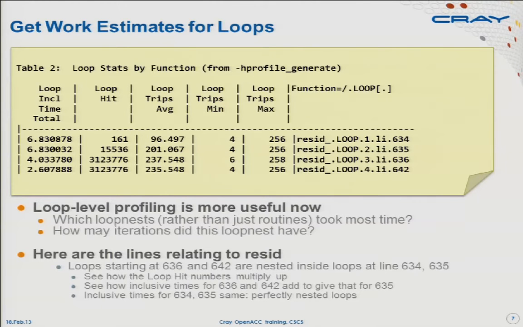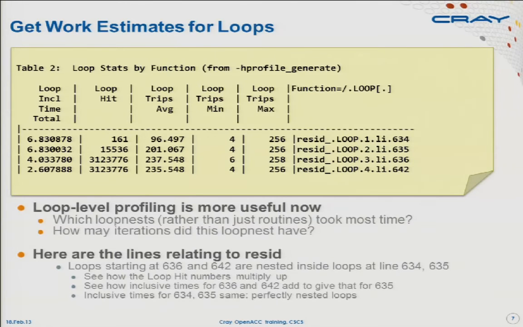So if you multiply together, now, so what's this number? If you multiply the number of times the outer loop was executed by the mean number of iterations for the outer loop, you'll find it's exactly the same as that number. Again, that's telling you they're perfectly nested.